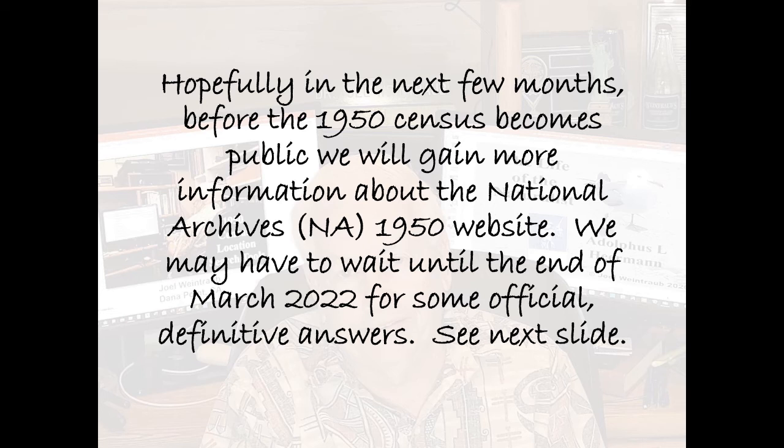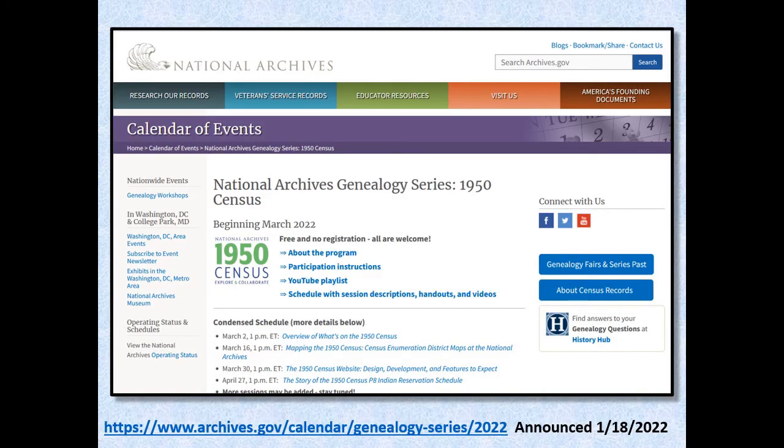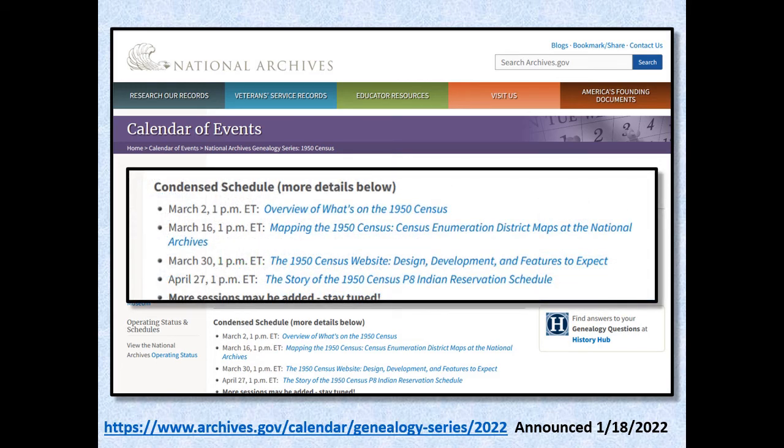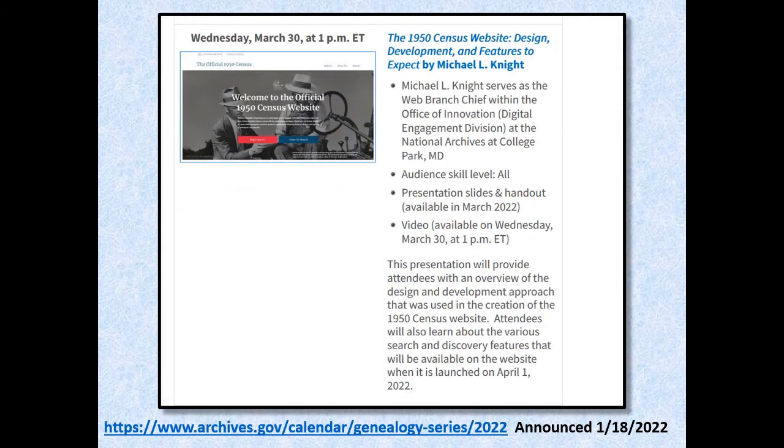Hopefully in the next few months before the 1950 census becomes public, we will gain more information about the National Archives 1950 website. However, we may have to wait until the end of March 2022 for some official definitive answers, and I'll show you why I think that may be true. Today, one of the reasons why I make this revision, I saw that the National Archives is going to have their own genealogy series of talks on the 1950 census, starting in March. And they have 4 topics shown so far. There may be more added. One of the topics is the 1950 census website design, development, and features to expect. And that won't be put, at least on the video, until March 30th. So they're really waiting pretty late in order to tell us what's going on.